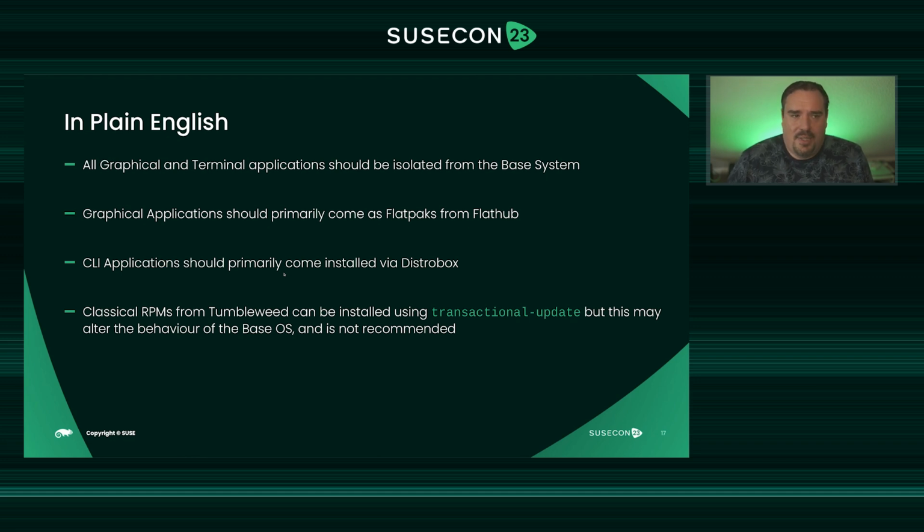So in plain and simple English, all graphical and terminal applications should be isolated from the base system. That's why we're using Flatpaks. That's why we're using DistroBox. Flatpaks are the main way of getting the graphical applications. DistroBox is the main way of getting the command line applications. And you can install any traditional RPM if you feel like it with transactional update. But as that can modify the base OS, we definitely discourage it as much as humanly possible.